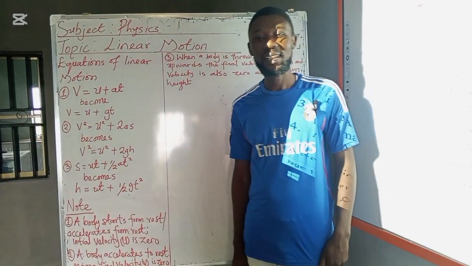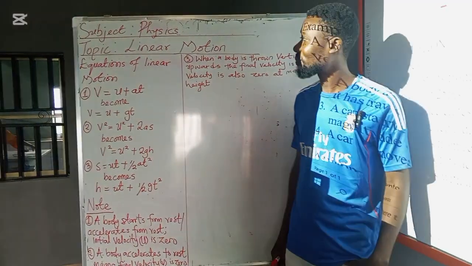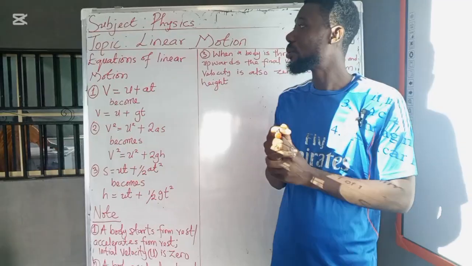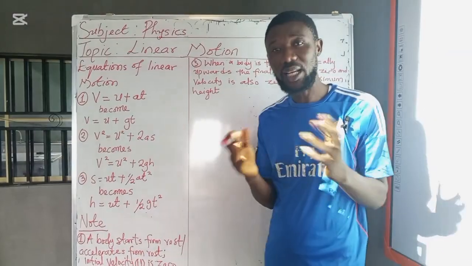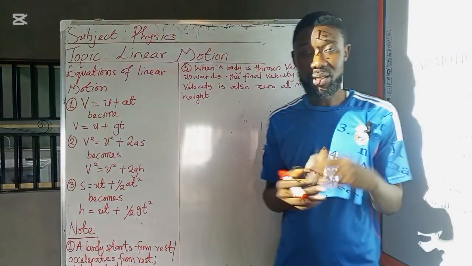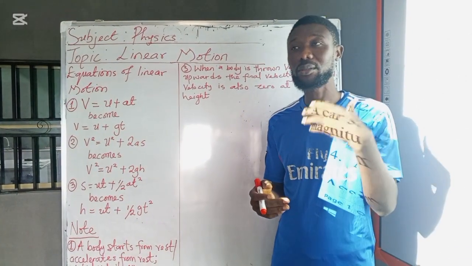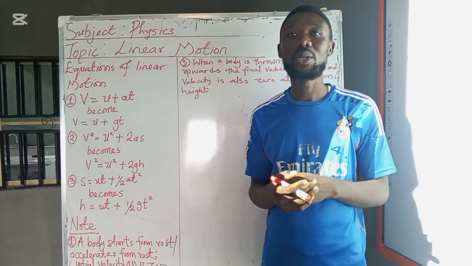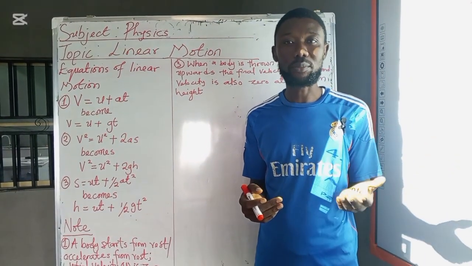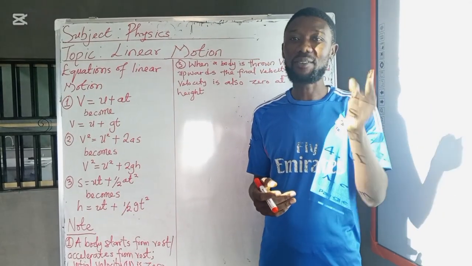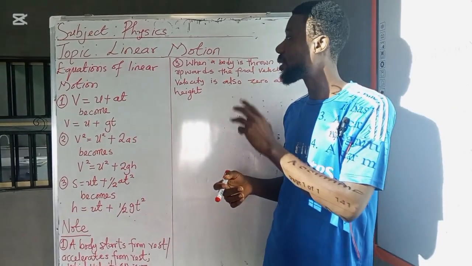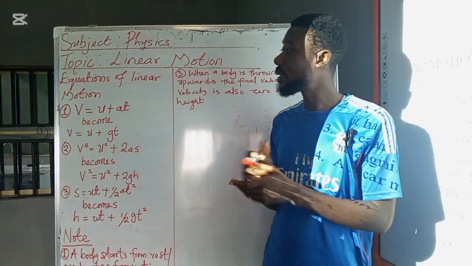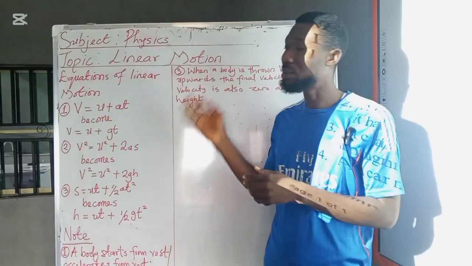Okay, good day, everybody. Today we're going to be looking at physics, and the topic is linear motion. Talking about linear motion, we have different types of motion. We have circular motion, rotational motion, oscillatory motion, which can also be called vibratory motion. We also have random motion, and translational motion, which can also be referred to as what? Linear motion. Today we're going to be specifically talking about linear motion.